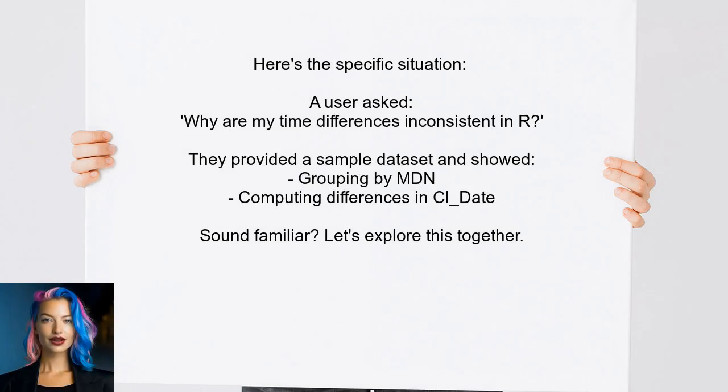Here's the specific situation we're looking at. A user recently asked why their time differences in R were inconsistent. They provided a sample dataset and showed how they grouped by the MDN column to compute differences in the CL date column. Sound familiar? Let's explore this together.